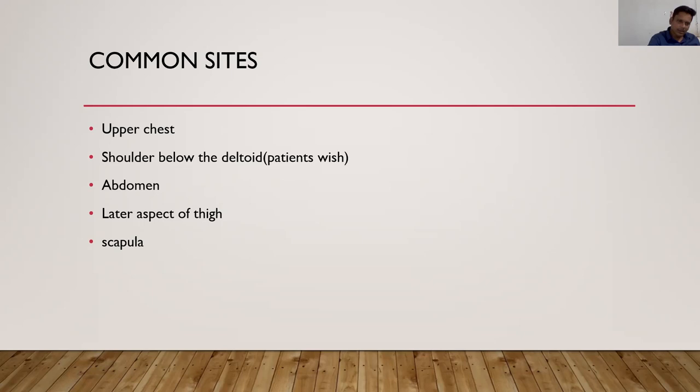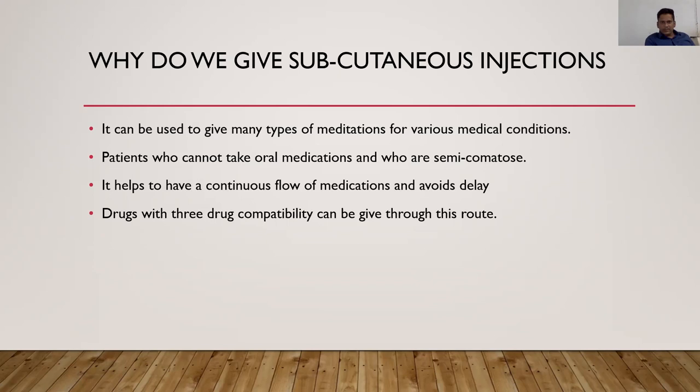So here the question is, why do we give subcutaneous injections? Like I discussed earlier, it can be used for many types of medications. In the earlier slide, I have shown you morphine, midazolam, and haloperidol. These three drugs are compatible, so they can be mixed together and administered directly. When compared to that, it is more comfortable and easier, so many drugs together can be mixed and administered.